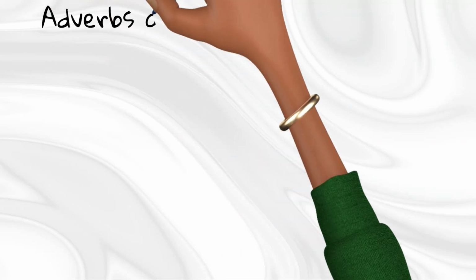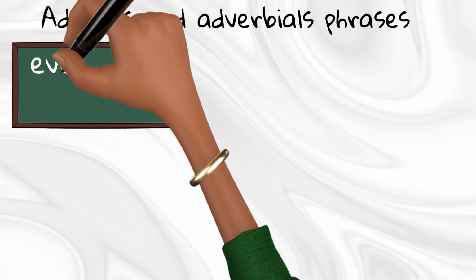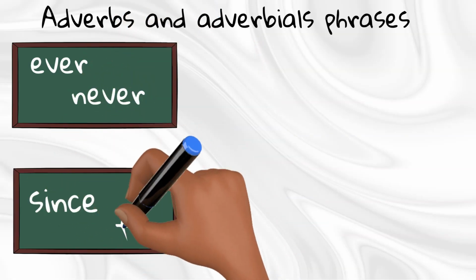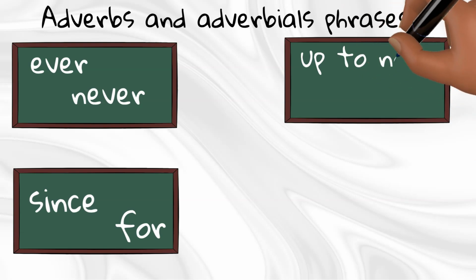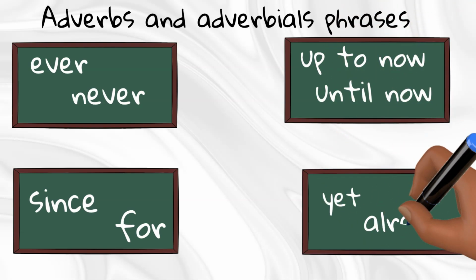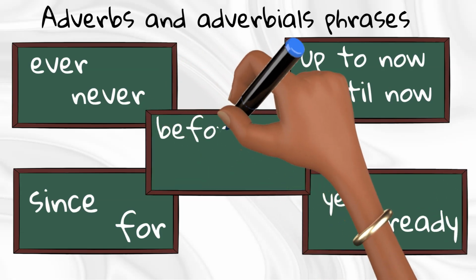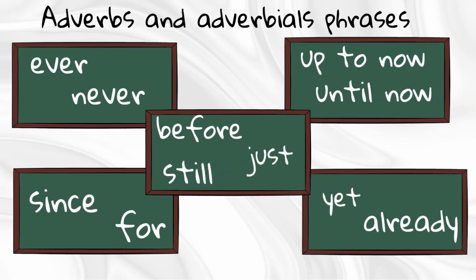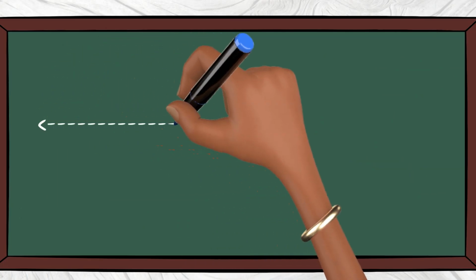At the beginning of the video, I said we were going to be looking at some adverbs and adverbial phrases too. We've already seen ever, never, and we've seen since and for, but we haven't looked at the other ones like up to now, until now, yet, already, before, just, and still. And we're going to be looking at them in a timeline too. So let's go. So like I said, let's look at them in a timeline.